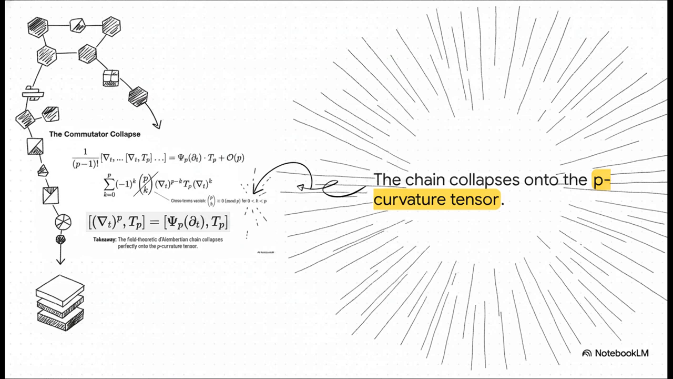When we expand this nested commutator over a characteristic p base, the binomial expansion kicks in. Because we're working modulo p, all those intermediate cross terms, where the binomial coefficient is not divisible by p, vanish identically. They just drop out. The entire field theoretic chain collapses perfectly onto our algebraic p-curvature tensor. The macroscopic wave equation is the exact physical manifestation of this arithmetic commutator.